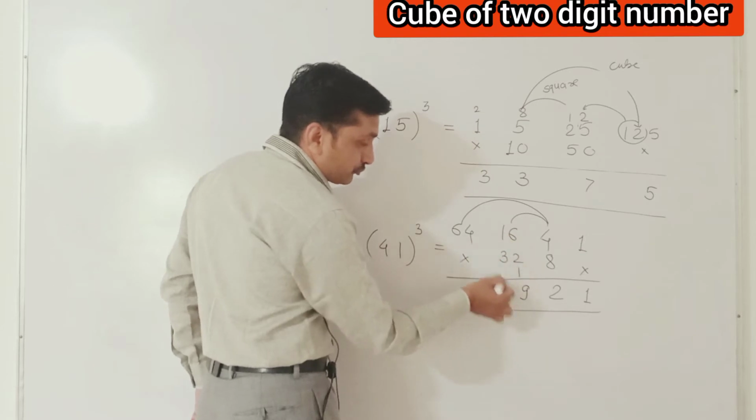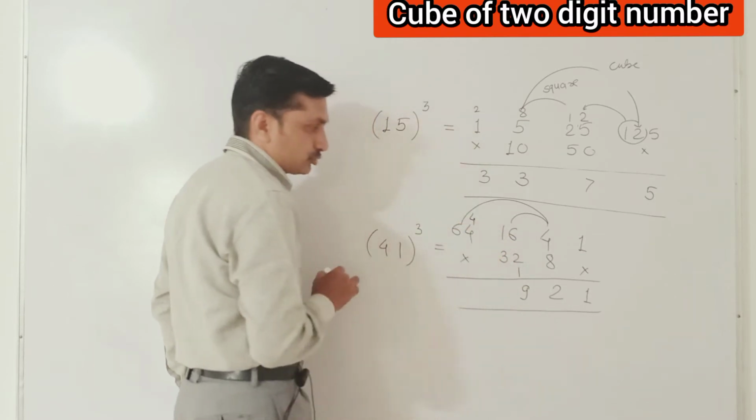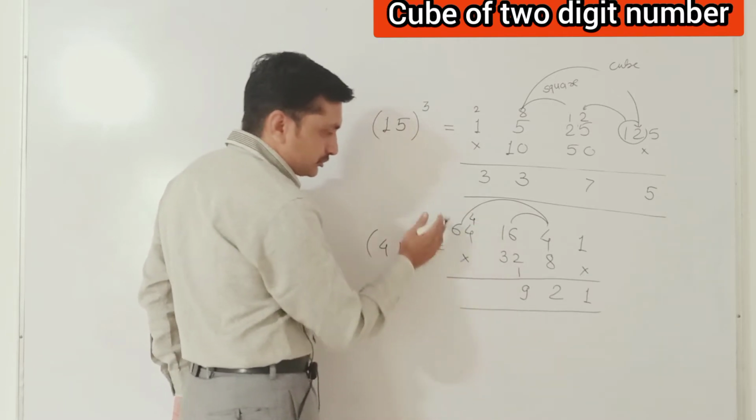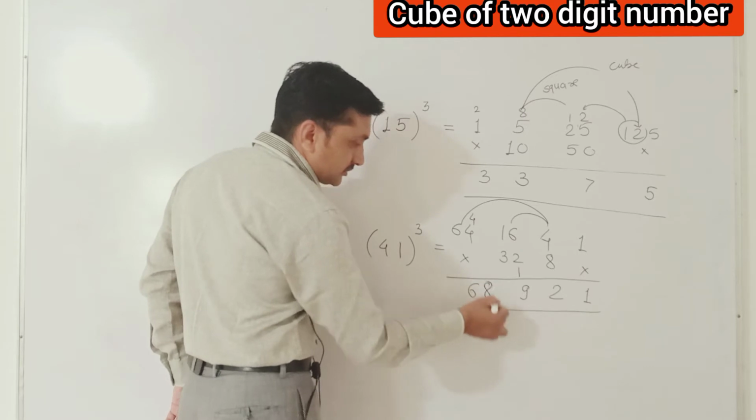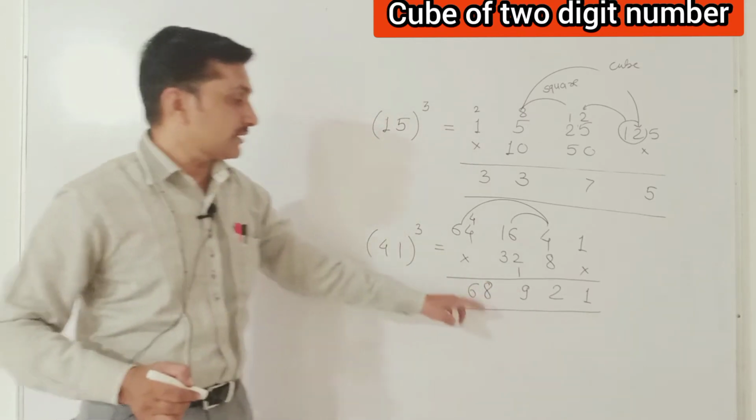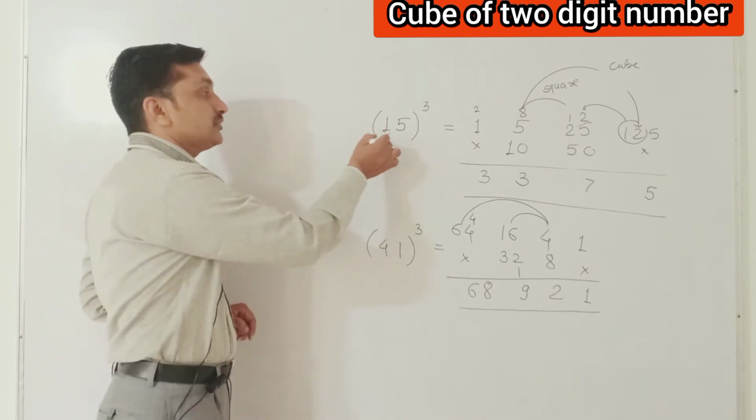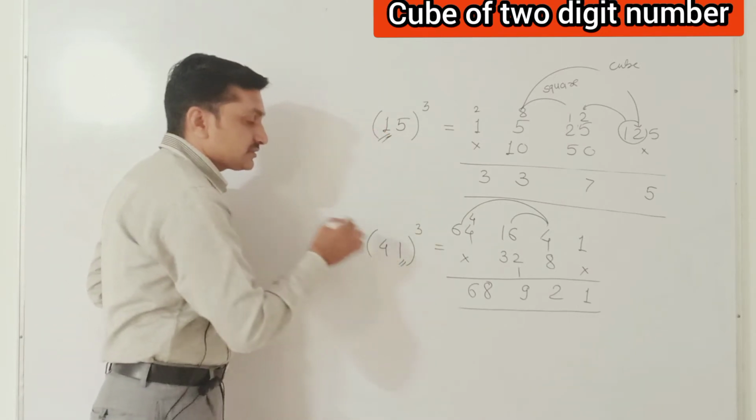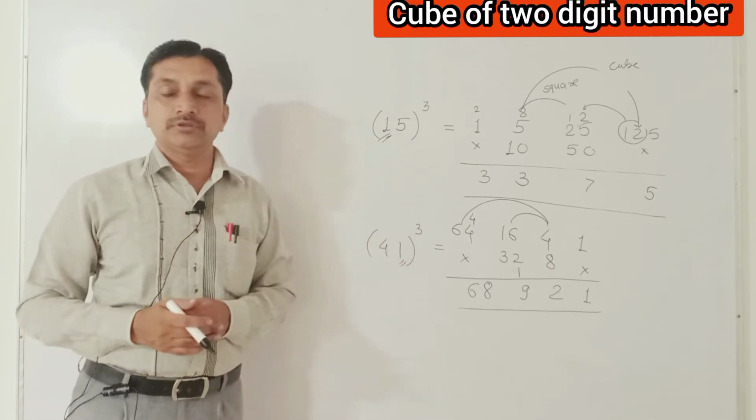3 plus 1 is 4, 4 will come here. Carry over 4. Now addition, nothing is here. 64 plus 4 is 68. 68,921 is the cube of 41. Here it is starting with 1 and here it is ending with 1.